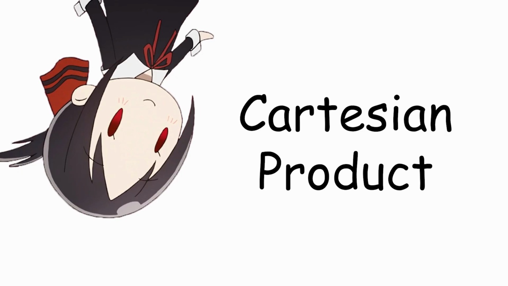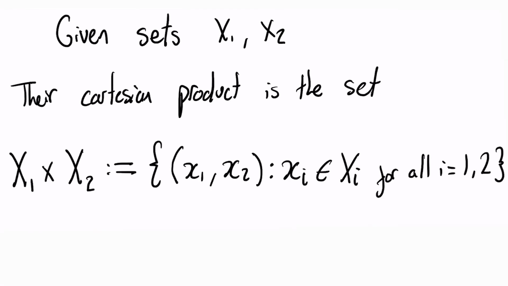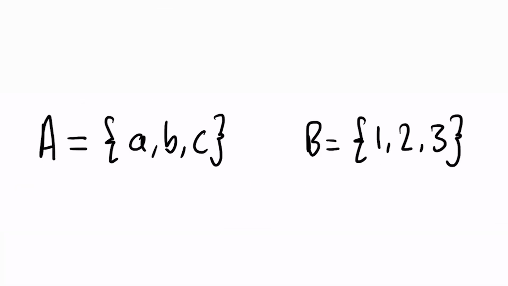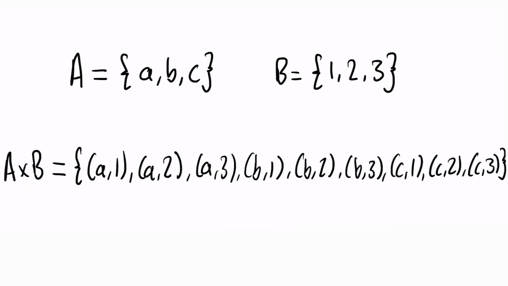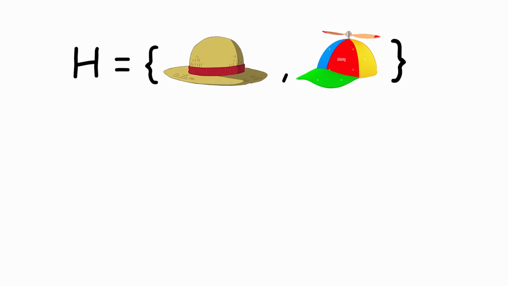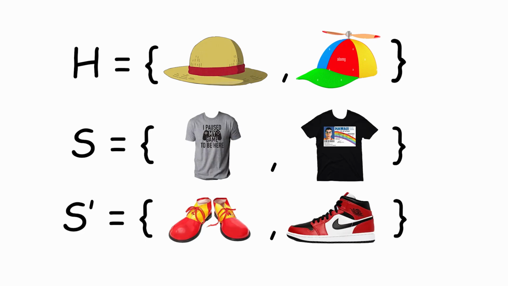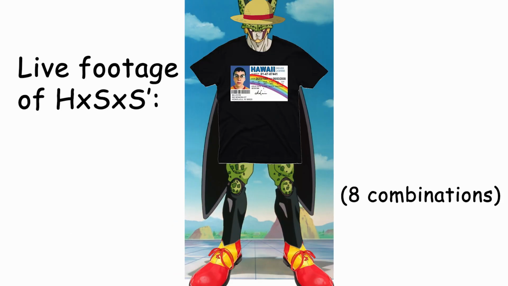Now for the Cartesian products. Doing it between two sets will give the set of all possible pairs where the first element is from X1 and the second element is from X2. So doing the Cartesian product between these two will give this. Now if we did it with a set of hats, set of shirts, and set of shoes, we'd get the set of all possible outfits.